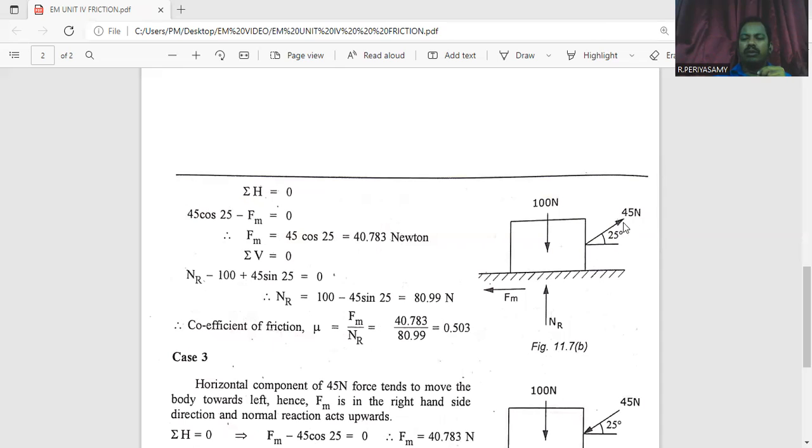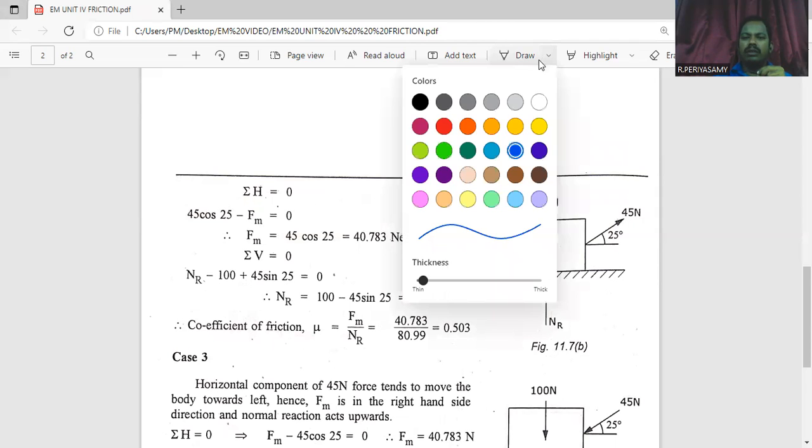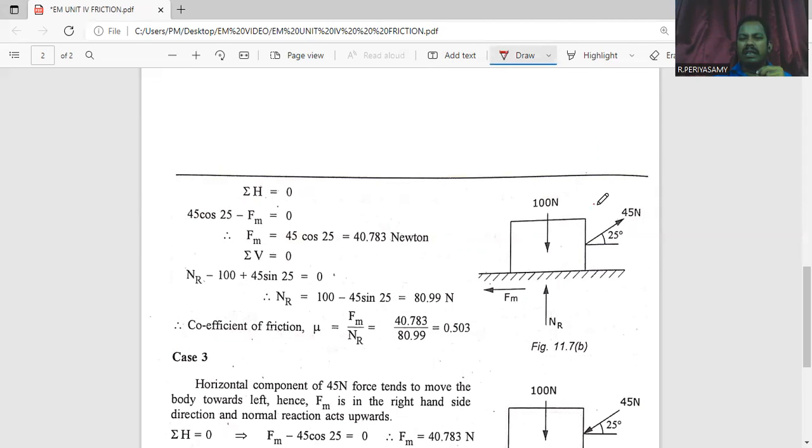Here the 45 Newton force is inclined at a 25-degree inclination. When the force is inclined, it is separated into a horizontal force and a vertical force. Here the horizontal force is in the rightward direction, and the vertical force is in the upward direction.